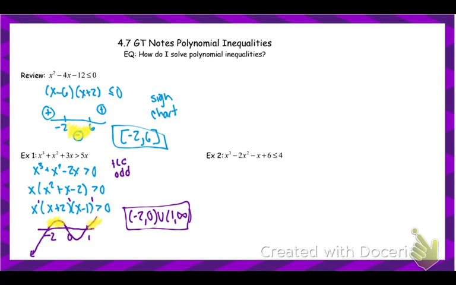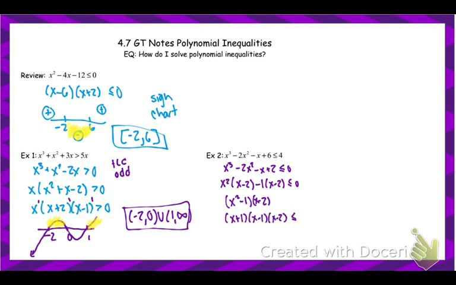All right, let's try this next one. Again, we have to set this equal to 0 first. So x cubed minus 2x squared minus x plus 2. Let's go ahead and factor. This one we're going to factor by grouping. So I get x squared minus 1 and x minus 2. x squared minus 1 factors into x plus 1 and x minus 1. Which means, again, I have 3 zeros: -1, 1, and 2.